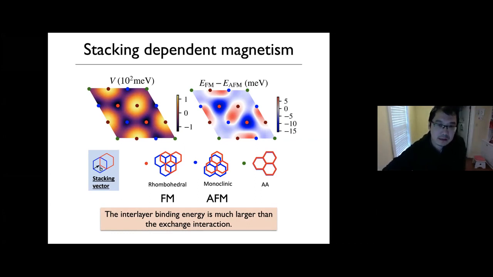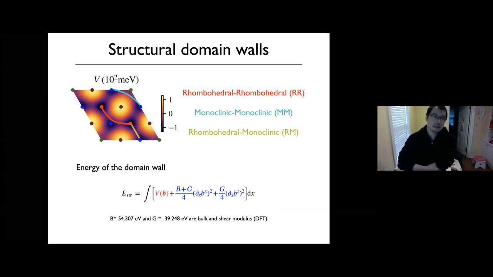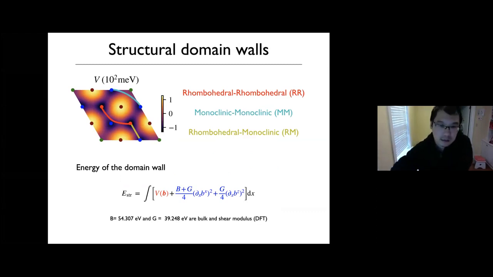So we first try to solve this structural domain wall problem. As we said earlier, there are basically two stable stackings. Therefore, if you think about the domain walls, there are three types: rhombohedral to rhombohedral, monoclinic to monoclinic, and rhombohedral to monoclinic. So we model the system in the following way.